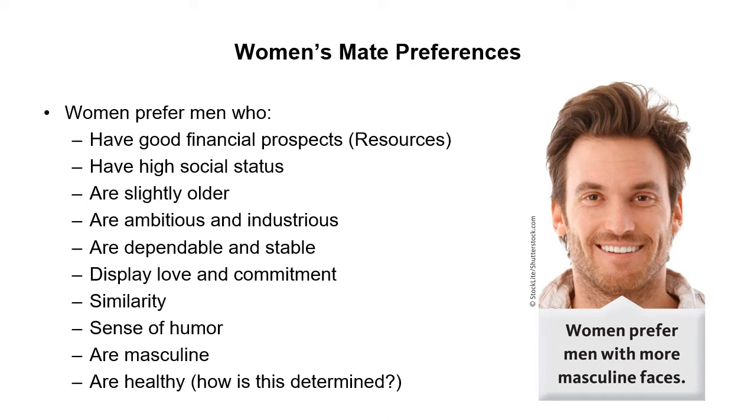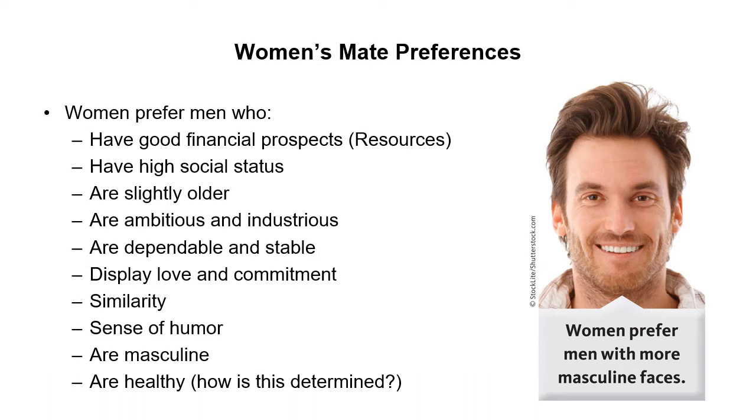Ambitious, industrious, dependable, stable, all of these go back to good financial prospects, as well as dependable and stable, not causing harm to the partner. Displays love and commitment. This is a big one in mate retention. If a guy doesn't show love and commitment, he might be just looking for a one-night stand, just short-term mating.